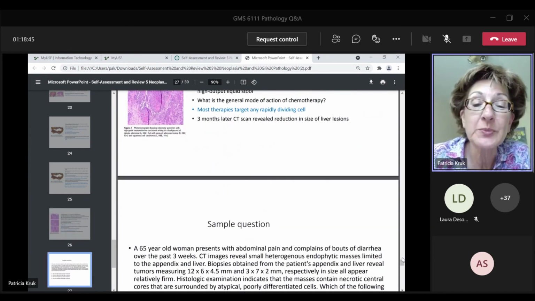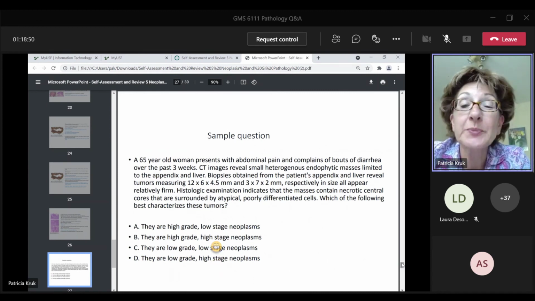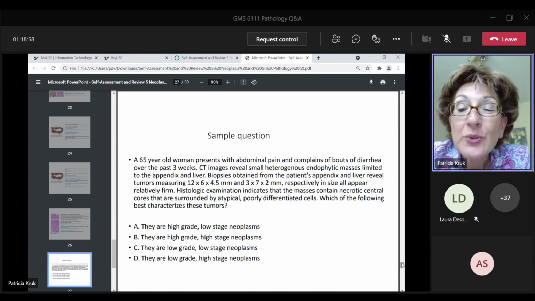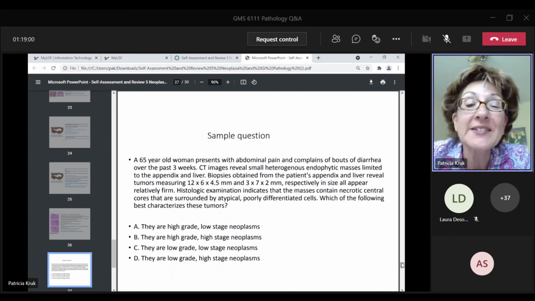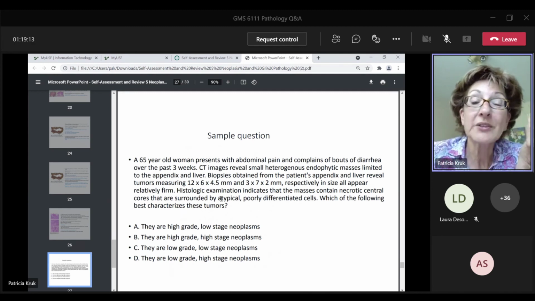All right, so here are some sample questions. We have a 65-year-old woman who presents with abdominal pain, which could be anything. She complains of bouts of diarrhea, again, could be anything. But a CT scan reveals small heterogeneous endophytic masses limited to the appendix and the liver. We take biopsies from both of these areas, and they measure 12 by 6 and 3 by 7 millimeters. And they're relatively firm.